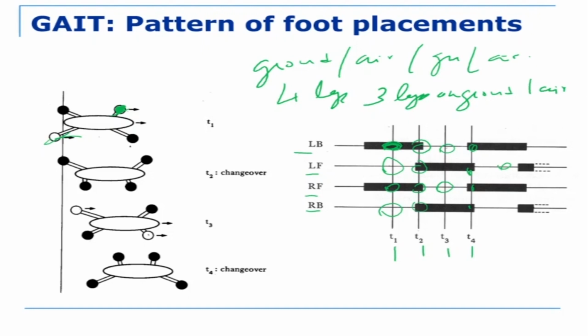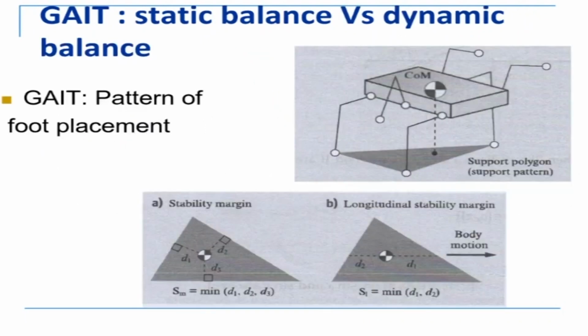So in that gait diagram, what is going to happen? Left back, left front, right front and right back. It can be three legs are on the ground, one leg is in air. Then all four are on the ground, one leg is in air again. So you can have different kinds of gaits for a four-legged system. For a six-legged system, there is even higher variety where you can get a different kind of gait.